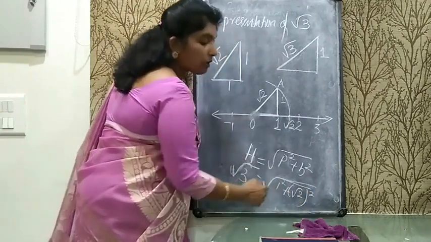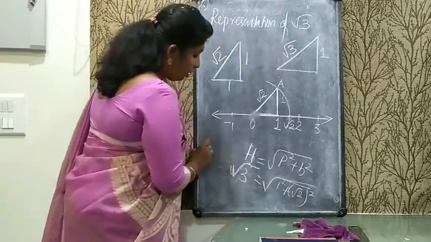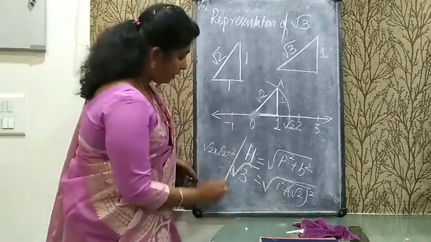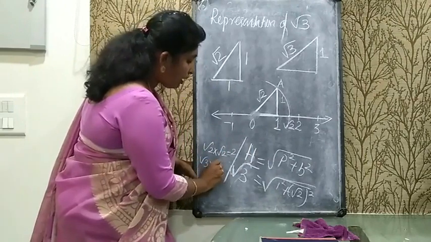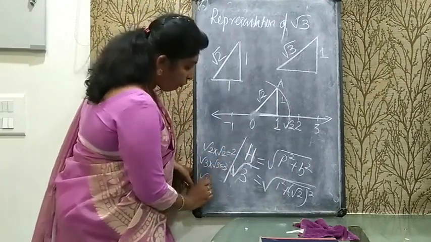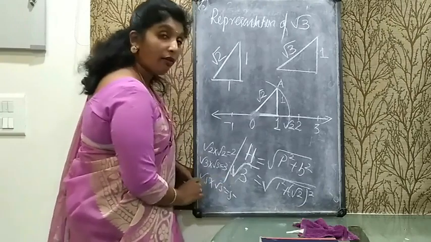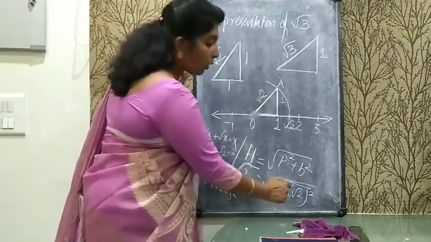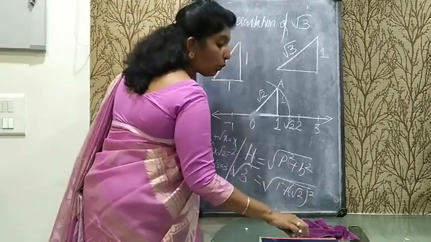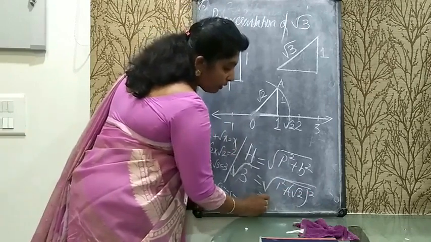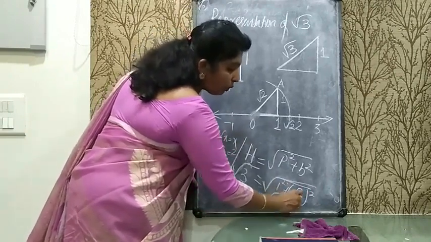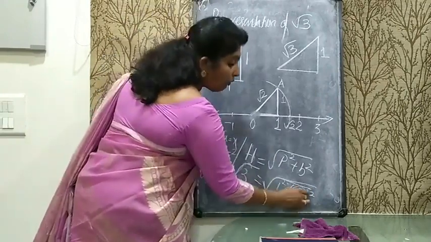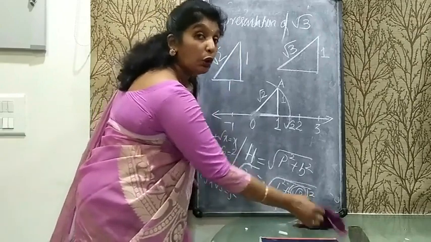Root 2 square plus 1. What is root 2 square? Root 2 into root 2 is 2. Already I told, root 3 into root 3 is 3, root 5 into root 5 is 5, root x into root x is x. Same way, root 2 square means root 2 into root 2, which is 2. So here 1 square is 1 and root 2 square is 2. So 2 plus 1 will be 3, under root it is root 3. It means our base should be root 2.